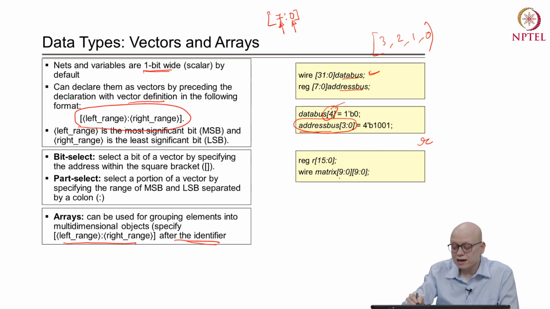Similarly, we can have more than one dimension. Here a 2-dimensional array is defined, of size 10 cross 10. So, this defines a matrix of size 10 cross 10.